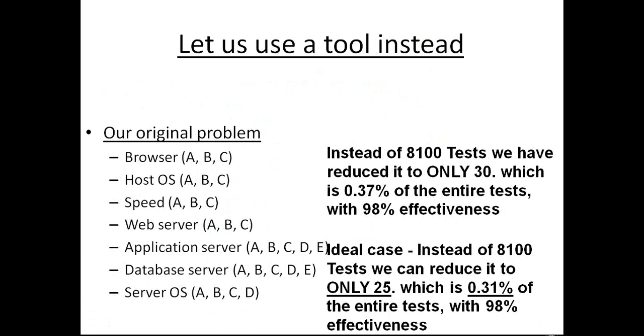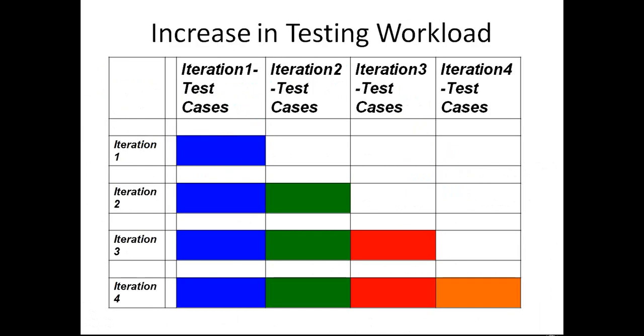And in ideal cases, if the tools are nice and the best of breed, we can reduce the total number of test combinations to only 25, which means that by putting in only 0.31% effort for the entire testing, we get 98% effectiveness. Wouldn't that be nice? Now let's look at its relevance to Agile.